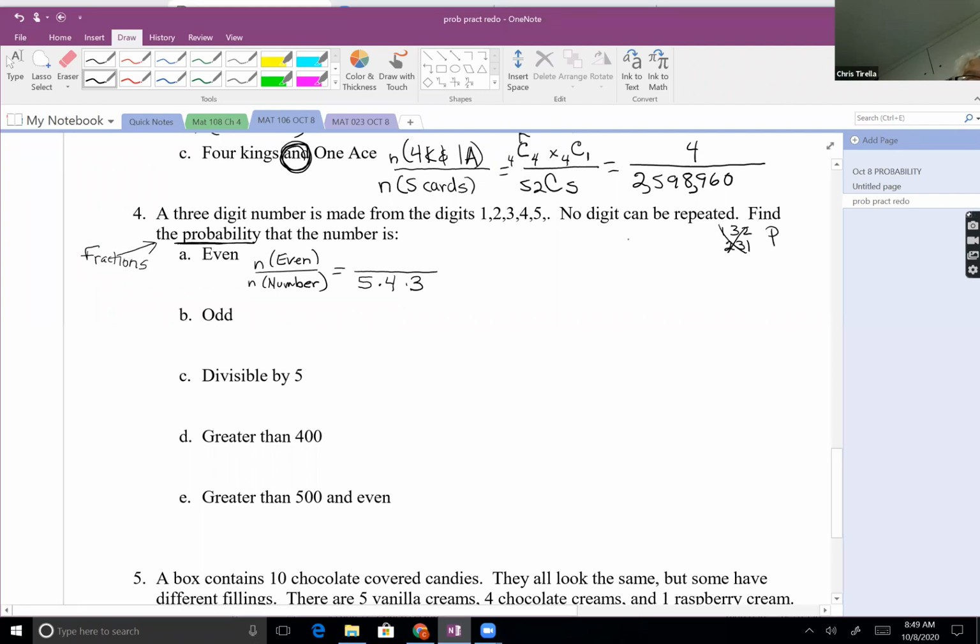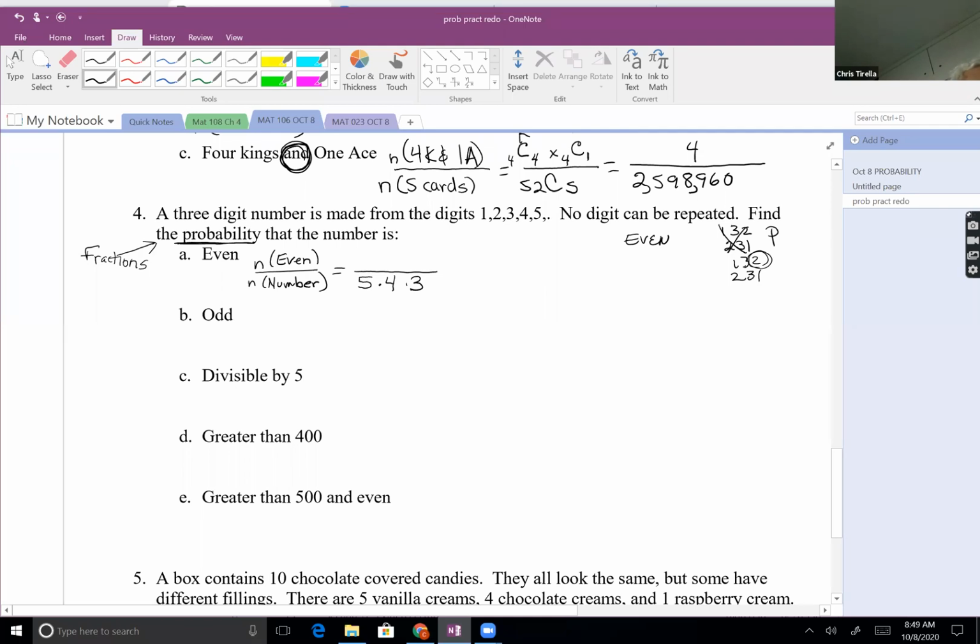Now I want to ask you, how can you tell if a number is even or not? Here I've got 132 and 231. One of them's even, one of them isn't, right? Which one's the even one? 132. And what makes it even is just that very last digit has to be even, right?